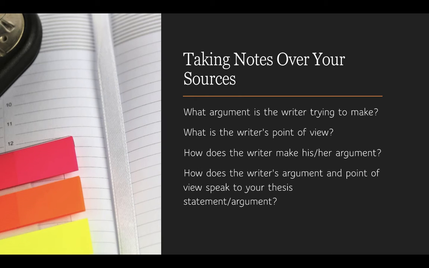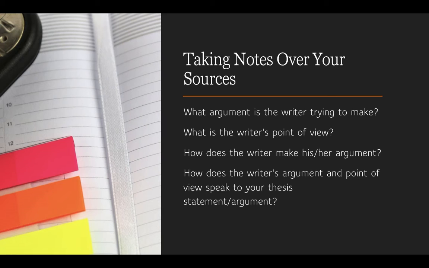Okay, so taking notes over your sources. These are the things that you should note every time that you find a source that you want to use, especially for this literature review assignment, because this is what you're going to be arguing. What argument is the writer trying to make? You're telling me in this particular paper, for each source, what the argument is, what their point of view is, how they are doing it, what evidence they are using to make their argument, and how that compares and contrasts with each other.